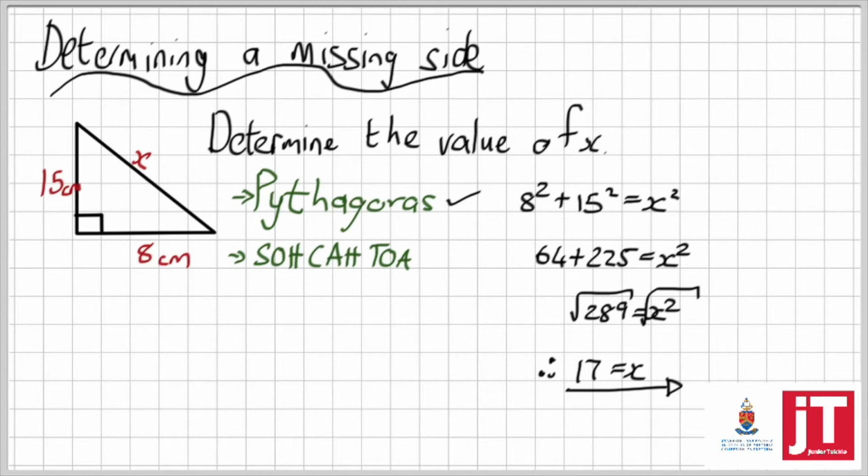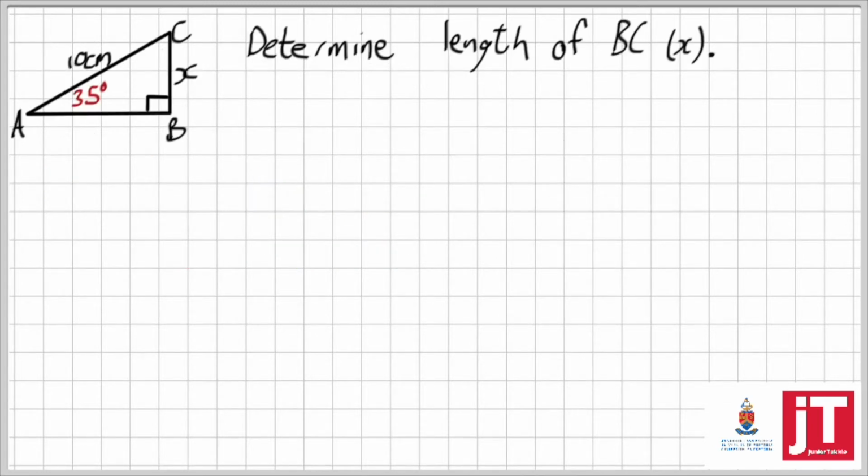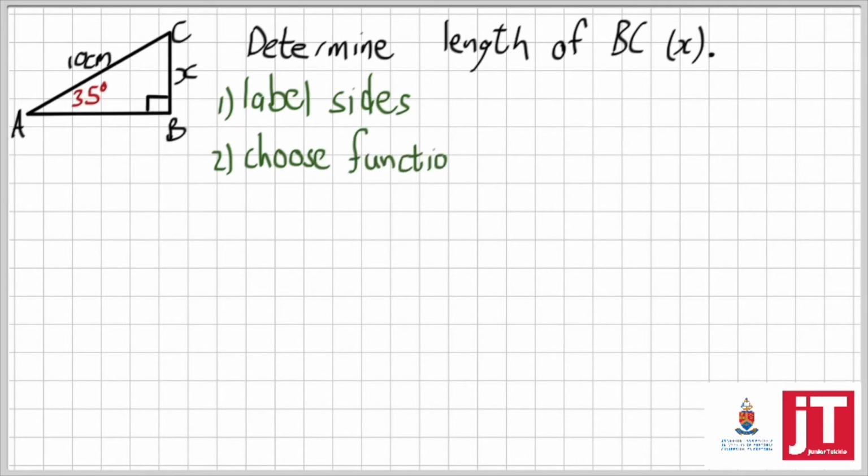But what if I don't have all the sides, like this specific example? Now I'm asking you to determine the length of BC, or x. I don't have the length of AB, so I can't use Pythagoras. So what I'm going to do is follow three basic steps of solving the missing side, actually of solving any triangle. The first step is going to be to label the sides in the triangle. The second step is choose a function that goes with the sides. And then thirdly, we are going to solve the equation.